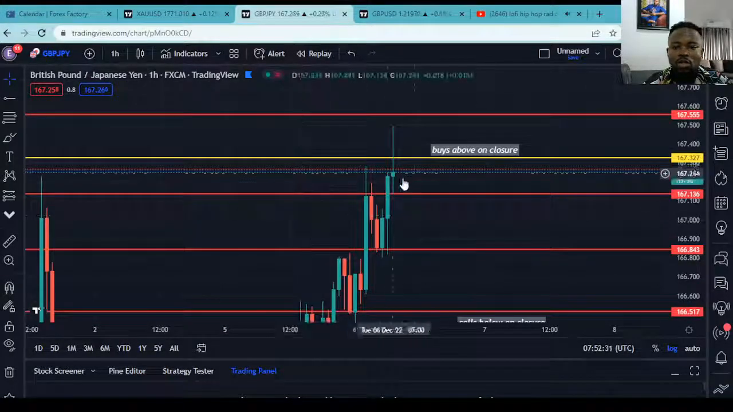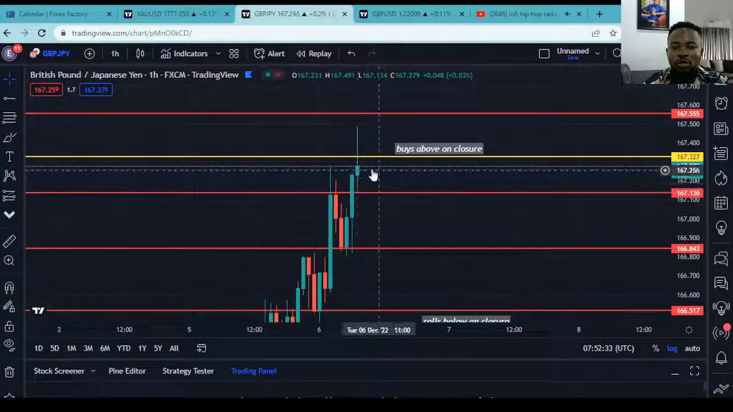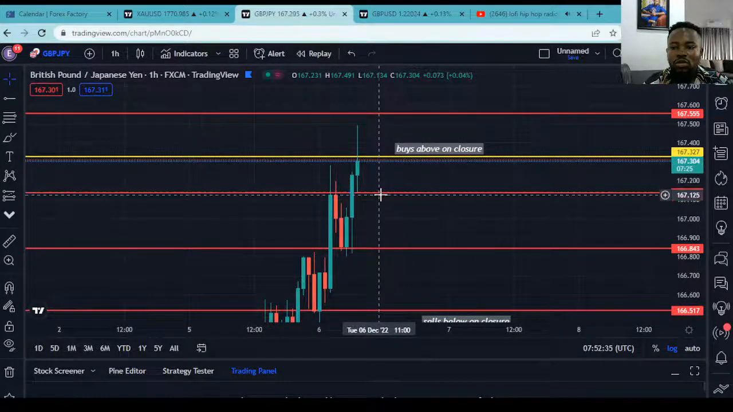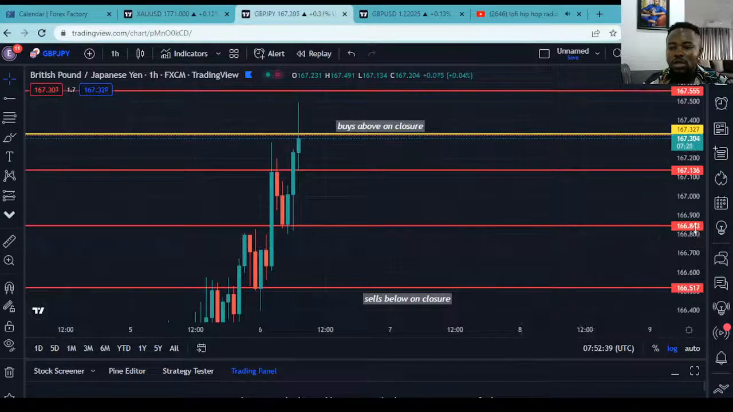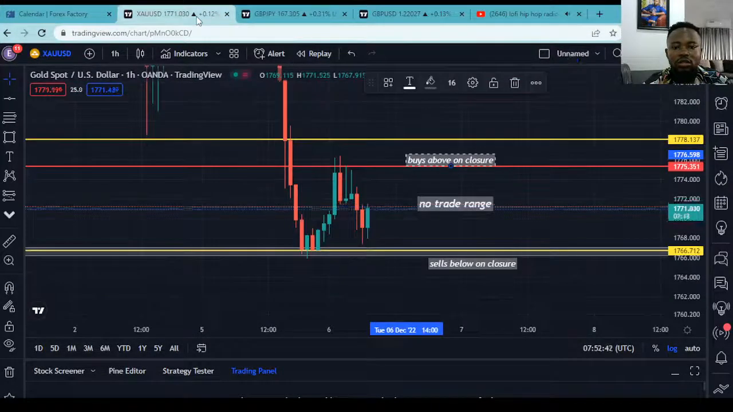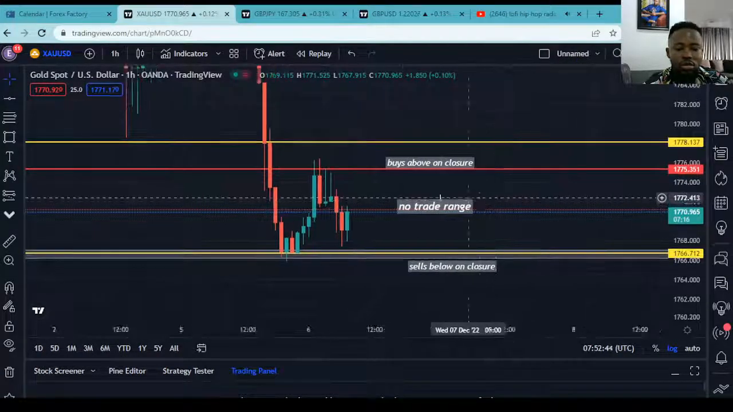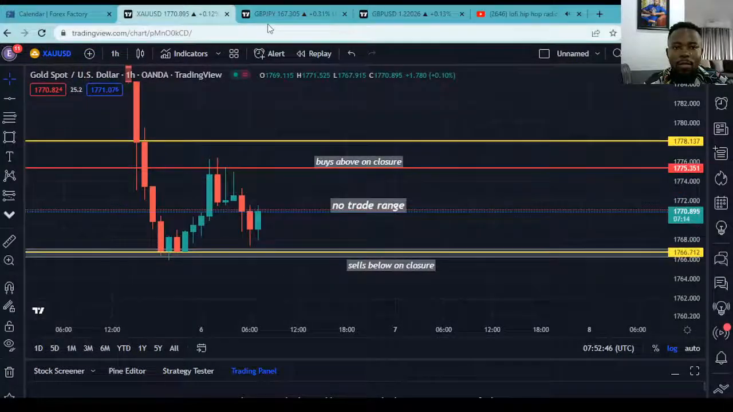Because if the 1 hour closes with a very small body here, right? If the next 1 hour candle breaks the lows there, we should continue down towards 166,900. On gold, it is still ranging, nothing here on gold.